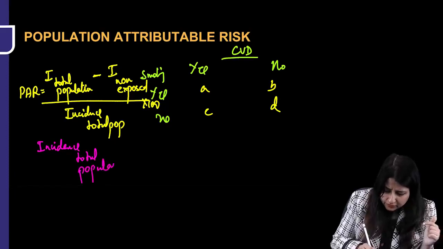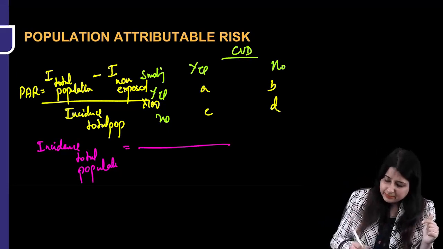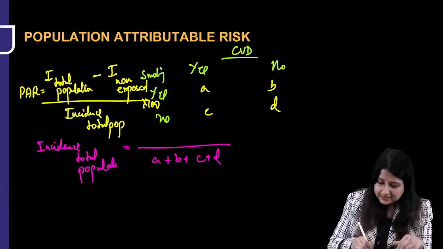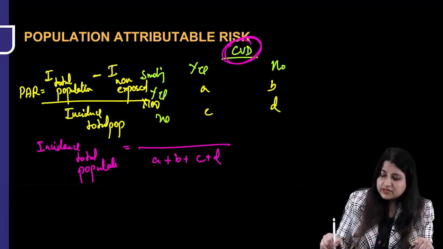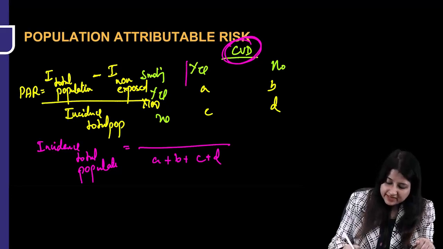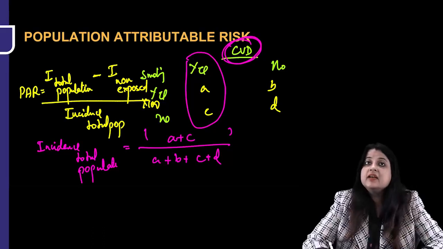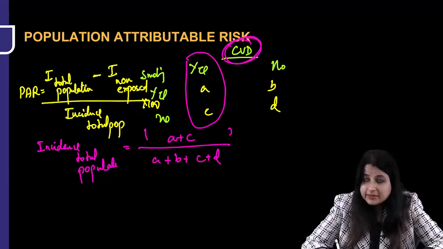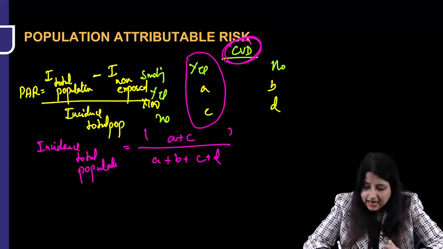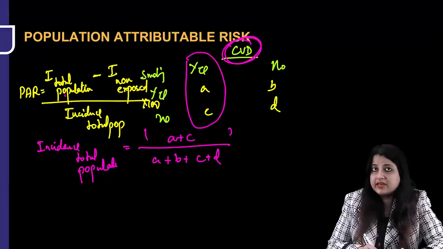If you see, what will you say? What is the total population over here? Everybody, A plus B plus C plus D. Yes, A plus B plus C plus D. And what is the incidence among total population? That means, what is the incidence of CVD among total population? CVD, yes, it's present in A plus C. Right? So that is the incidence among total population. Total population is A plus B plus C plus D, and out of them CVD is happening in A plus C. So this becomes your numerator.